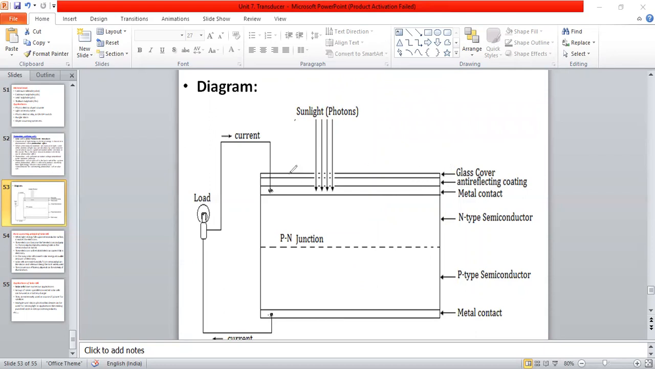After that, the glass is added. Glass coating is added to avoid dust particles and so on. So what will happen? The sunlight will fall on the metal contact or the N type of semiconductor here. This semiconductor will absorb the photons into the N type of semiconductor.